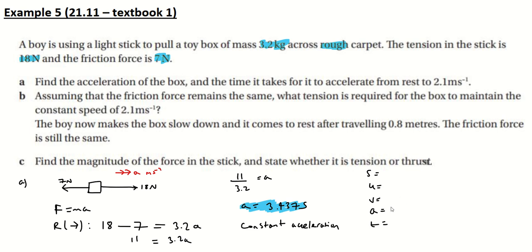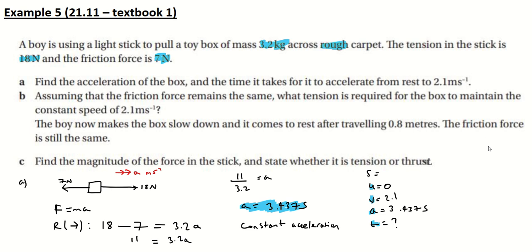We know what a is, that's 3.4375. We know what the initial velocity is because the box is starting from rest. Rest means 0 meters per second, and we want to know how long it takes to get to 2.1 meters per second. So I know the final velocity v, and I don't know the time. That's what I'm trying to find out. To use the Suvat equations, you need to know three variables and be finding a fourth, which is what we have here. We know u, v, a, and we're trying to find t.